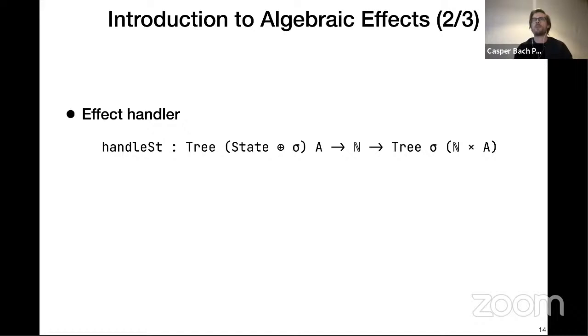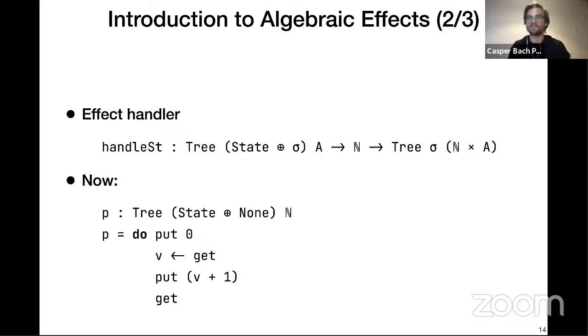What remains to be done is now we need to define a handler for these state effects that I've just introduced. And we can do that by defining a function handle state, which takes a tree of operations as input. Then it takes an initial value for the state, and it returns a new tree. Before we call handle state, we have at least the state effects as operations in our tree. And what we essentially do is we handle all of these state effects to end up with a tree that only has the operations described by sigma left in it. Furthermore, before calling handle state, the return type is A. After calling handle state, the return type is a natural number and A. So this is the final state of the reference cell.